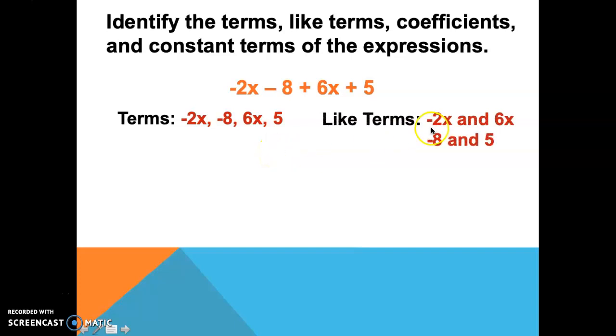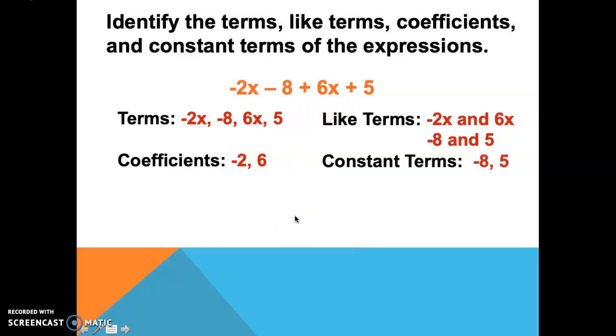The like terms are the terms that have the exact same variable piece. So negative 2x and 6x are like terms. Negative 8 and 5 are like terms. Coefficients are the numbers in front of the variables. So negative 2 is in front of an x, and 6 is also in front of an x. And then the constants are the numbers without any variables. So negative 8 and 5.